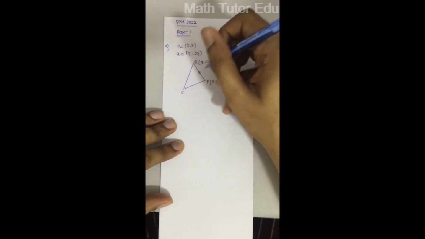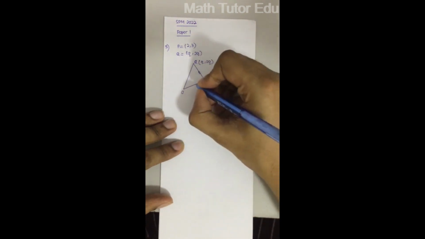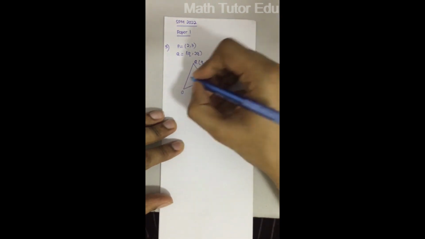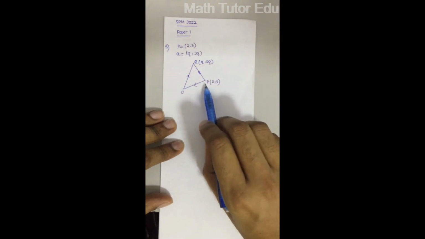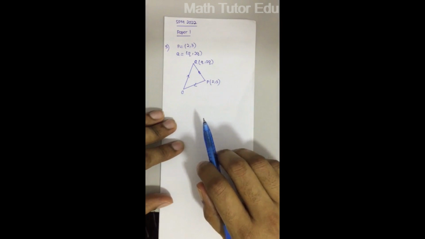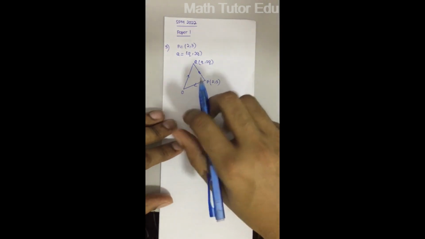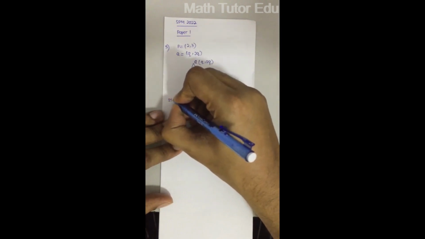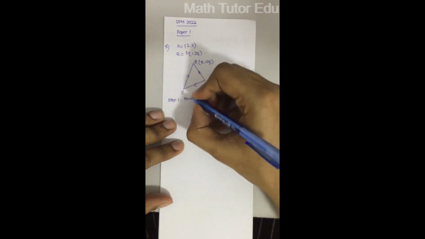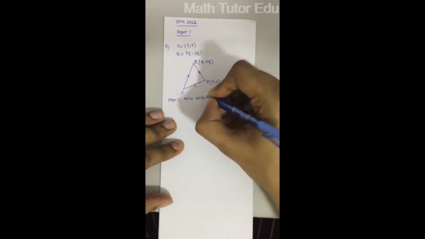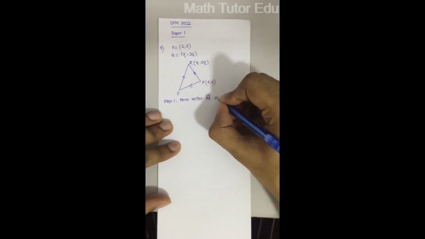So this is your resultant vector. In order to form vector PQ, we need vector PO plus vector OQ. So vector PO plus vector OQ, that's how you get the resultant vector PQ. So this is the concept of the triangle law. Let me write the step here. Step 1, which is form vector PQ using triangle law.